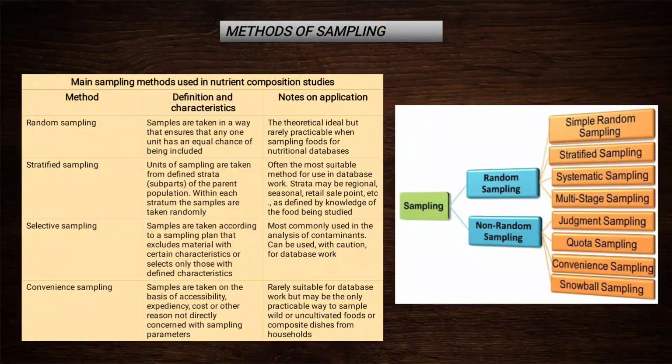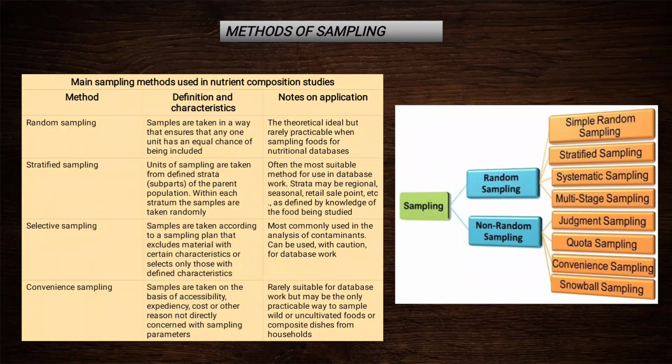Next, methods of sampling. Various methods are involved in sampling. Two types are divided: random sampling and non-random sampling. Random sampling includes simple random, stratified sampling, systematic sampling and multi-stage sampling. Non-random sampling includes judgment, quota, convenience and snowball. Random sampling is also known as probability sampling, and non-random sampling is also known as non-probability sampling.